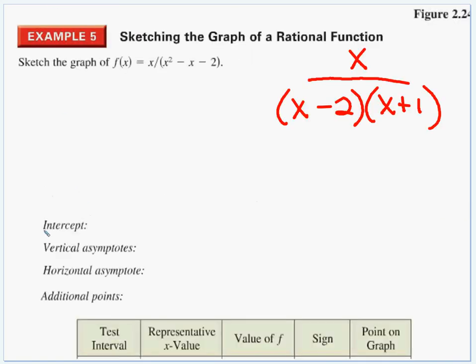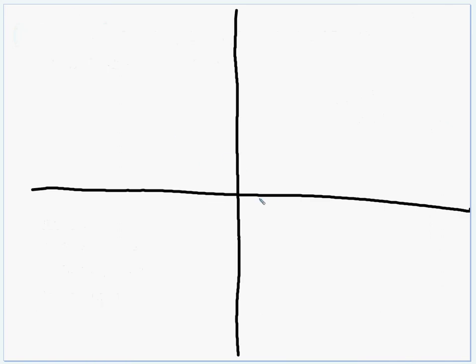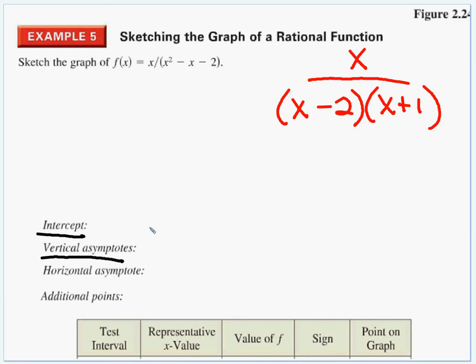And let's see, the intercepts. First thing, x-intercepts: if we set the numerator equal to 0, you get x is 0. So that's an x-intercept. Vertical asymptotes. We cannot cancel with anything in the numerator. So for the vertical asymptotes, we set this equal to 0 and get x equals 2, and we set this one equal to 0 and get negative 1. I'll put negative 1 and positive 2 right about there. There's our vertical asymptotes.